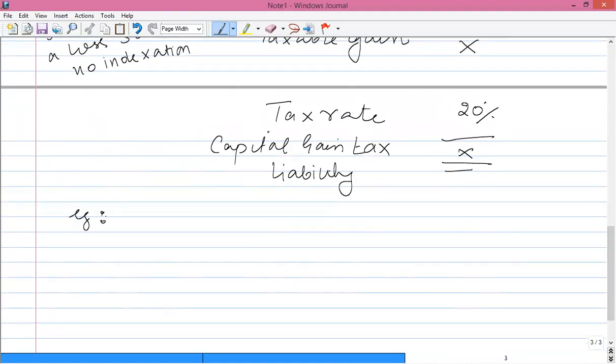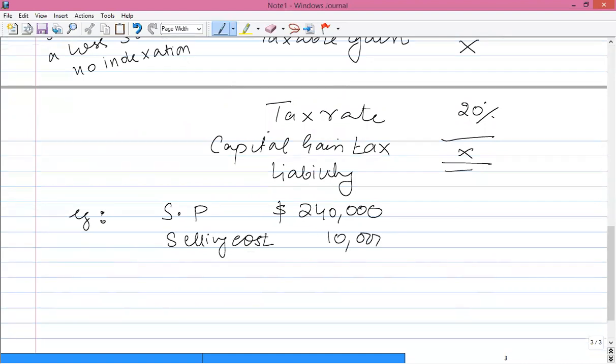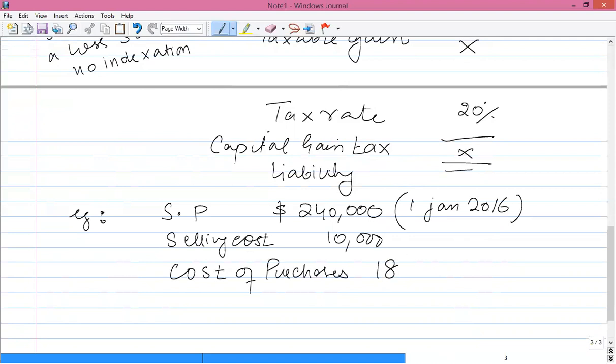Let's solve an example. For example, selling price of an asset is 2,40,000. Selling cost is 10,000. Disposal held on 1st January 2016. The asset was purchased at a cost of 1,80,000 on 1st January 2015.